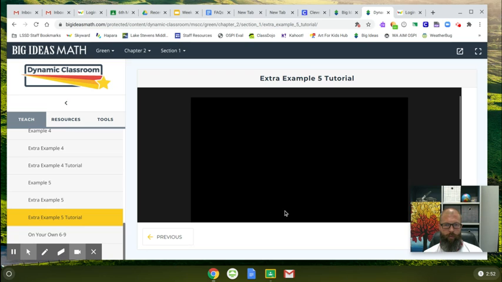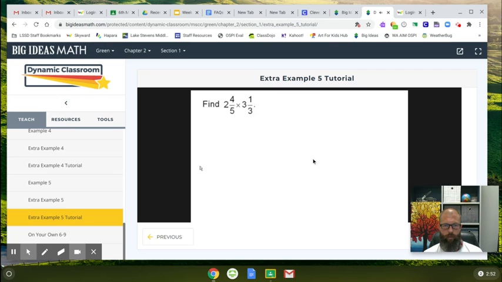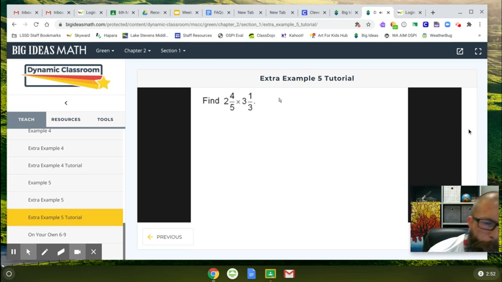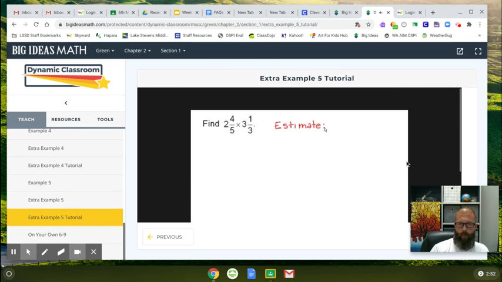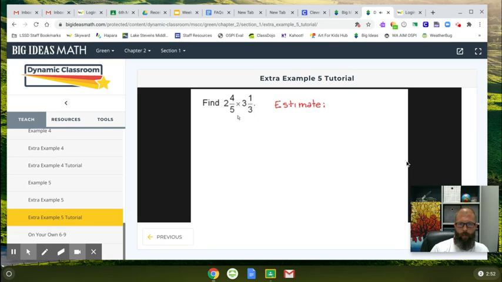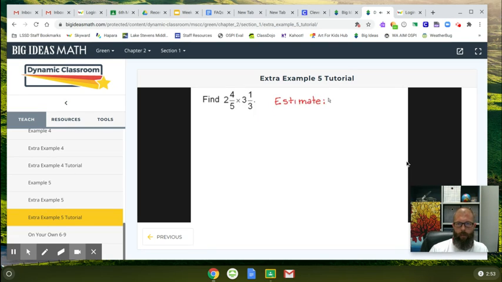Find 2 4/5 times 3 1/3. First, let's estimate the answer. To estimate, we will round both mixed numbers to the nearest whole number. So let's start with 2 4/5. 2 4/5 is closest to 3, so we will round to 3. Now let's look at 3 1/3. 3 1/3 is also closest to 3, so we will round this number down to 3. So our estimate is 3 times 3, which is 9. Once we have a final answer, we will check and make sure that it is close to 9.